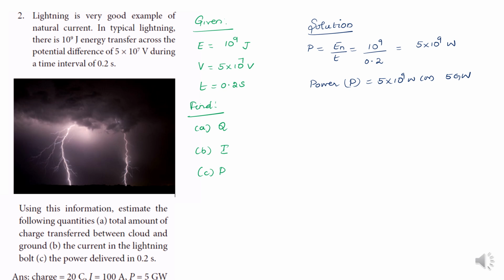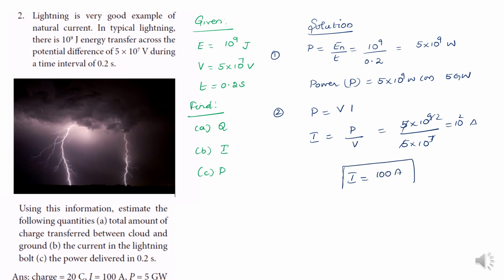Okay, and the second formula is power is equal to V into I. So I is equal to P by V. What is P? 5 into 10 power 9 watt. By voltage is given as 5 into 10 power 7. So this is 10 power 2 amps. So the current in the lightning bolt I is equal to 100 amps. Okay. Power P is equal to 5 gigawatt.